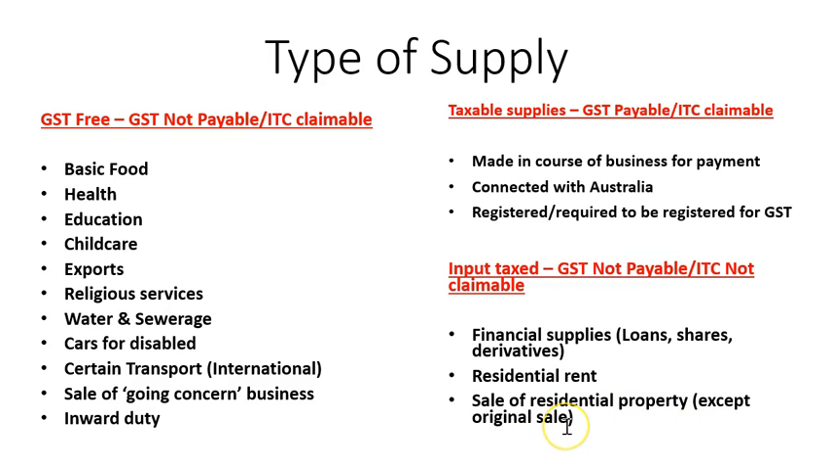Or sale of residential property, except for the original sale. So if I construct a property for the very first time, because I'm a property developer, and I sell it to you, then that will be the original sale, and that could be subject to GST. However, if you're selling a second-hand house, I know you don't really consider houses in that way, but if it's second-hand, being sold for the second time or more, then it is an input taxed supply, and so GST is not payable.